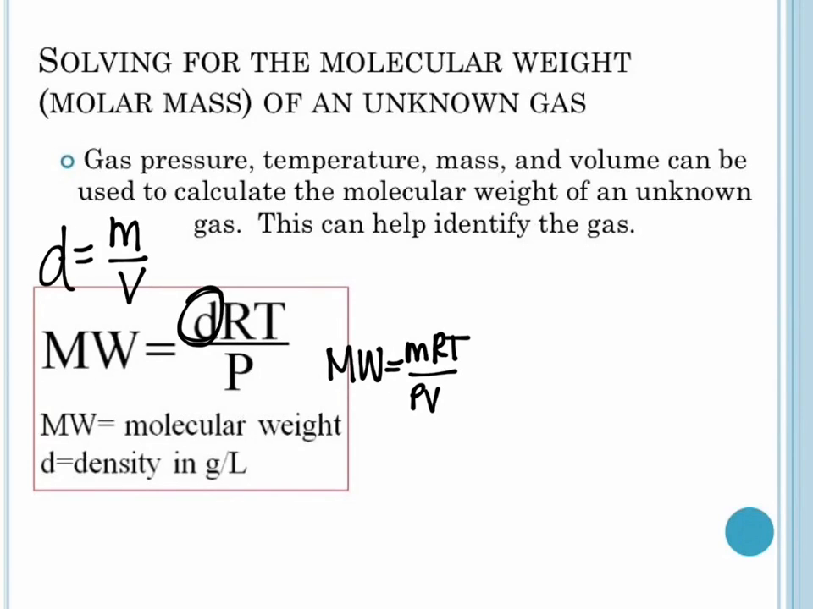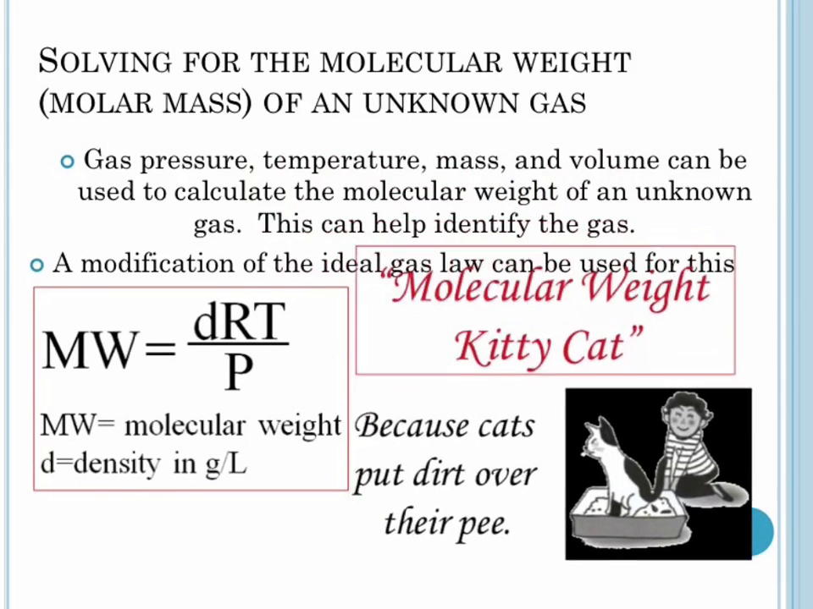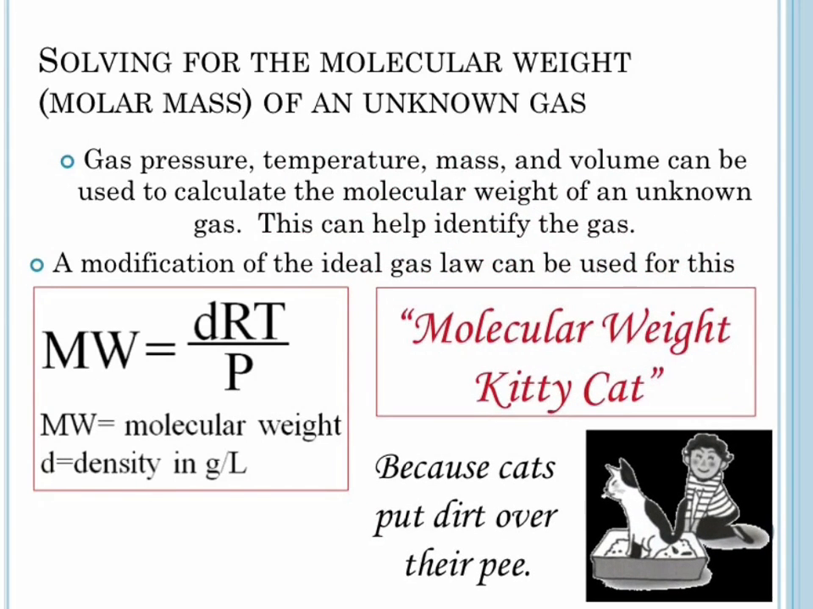So how I remember this equation is I say, cats say what? Meow. Meow. So this is the kitty cat equation. So meow is equal to dirt over pee. Cats put dirt over their pee. So meow is equal to dirt over pee.